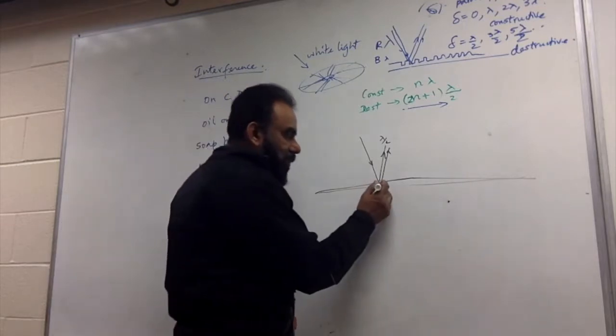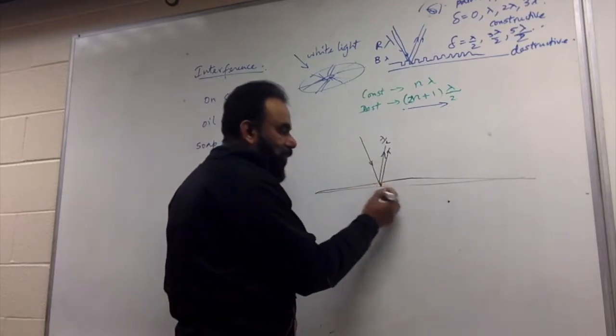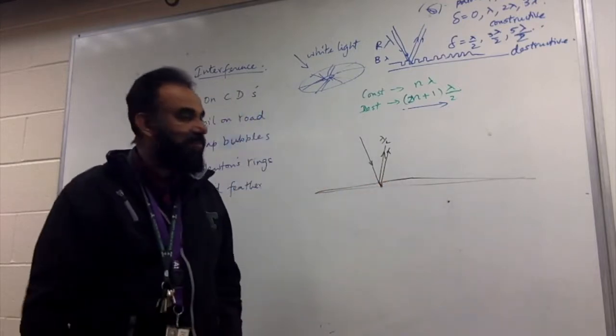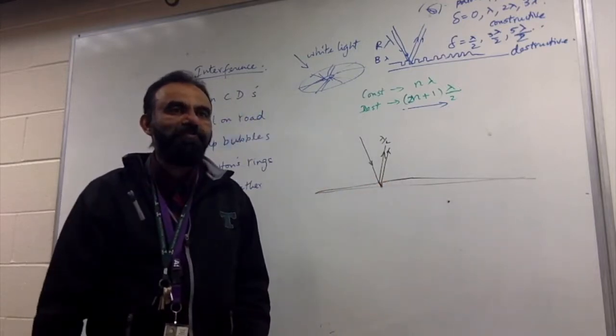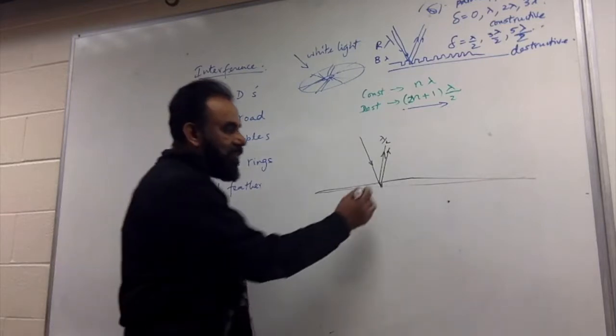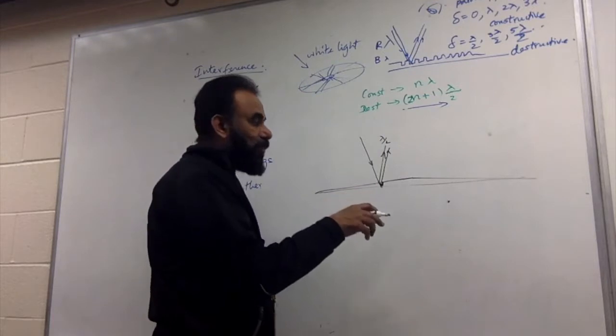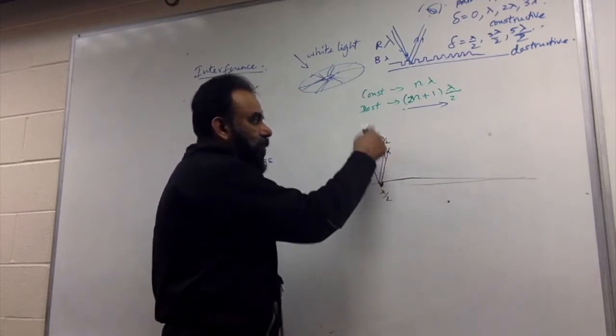Now, if this thickness of the oil, going down and coming back, if that entire distance is another lambda over 2, if this distance from here to here and back up to the top is lambda over 2, then what is the total path difference created?